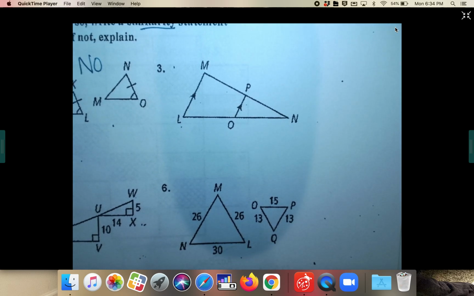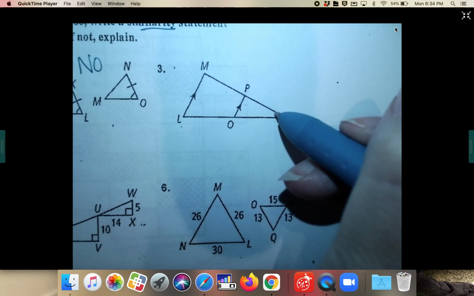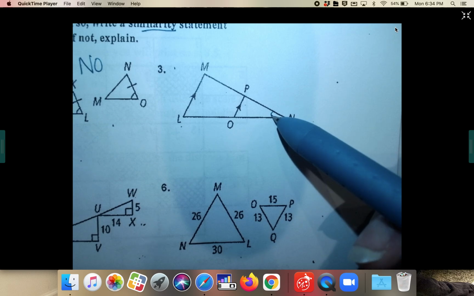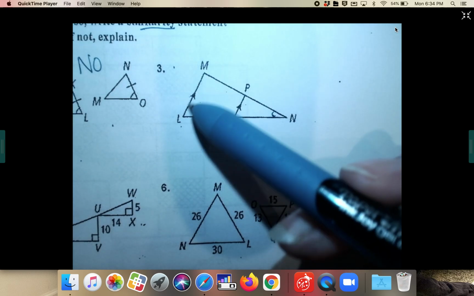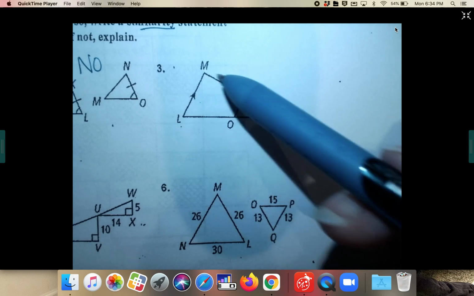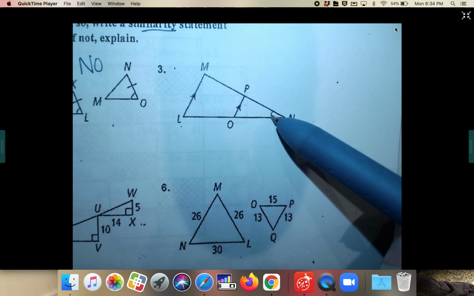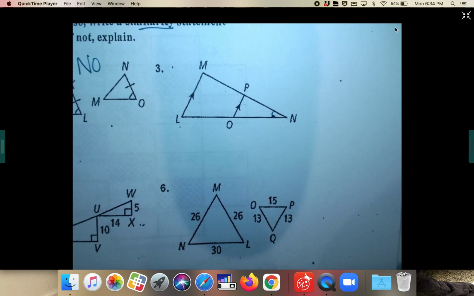Okay, in this one we have two parallel lines and we have one angle, but if you think about it, NPO, this angle up here, is the same in both angle NPO as it is in NML because they share this angle up top. So the angle up here is definitely congruent to itself, reflexive. So we do have this one angle.